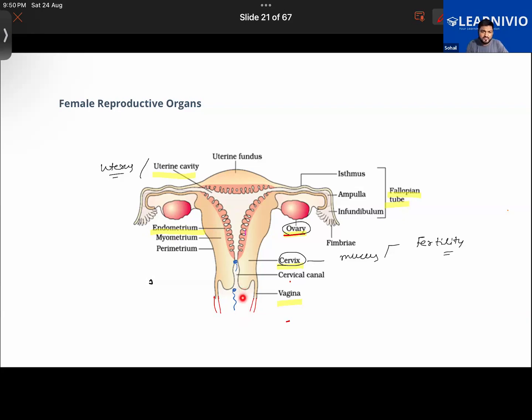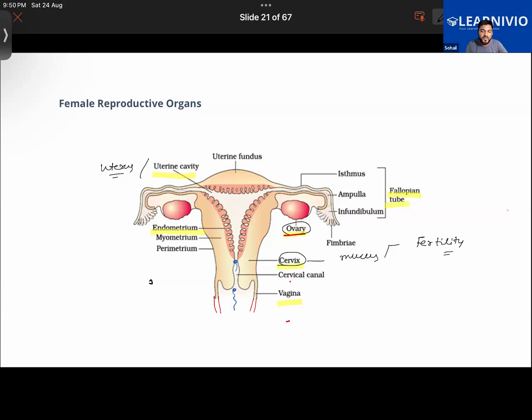Also, this allows the sperm to travel all the way up to the cervix and then to the uterus. So this plays a role in reproduction, as it allows the sperm to travel further to the cervix. Also, this is a canal for childbirth. This is the same canal from where the childbirth takes place.